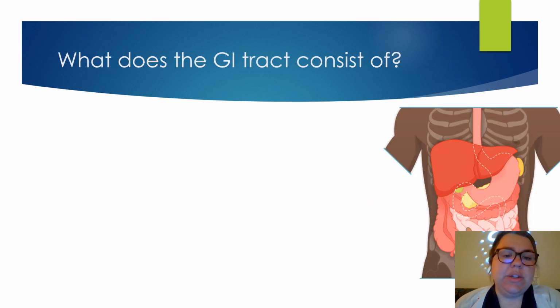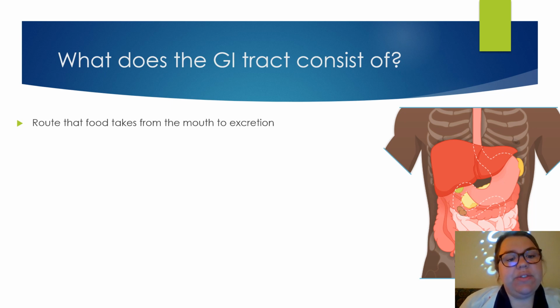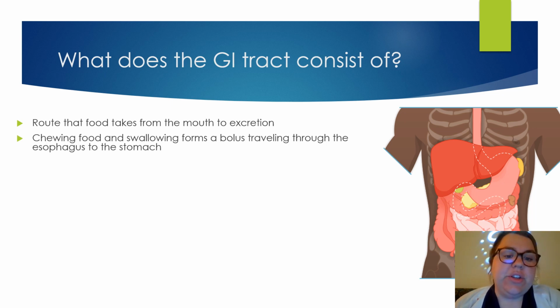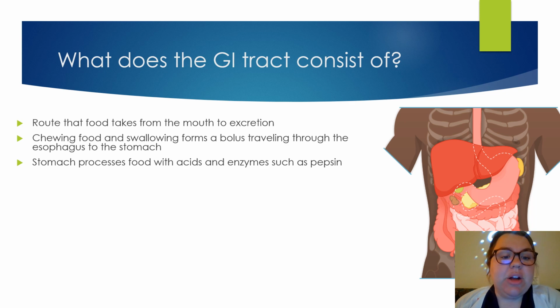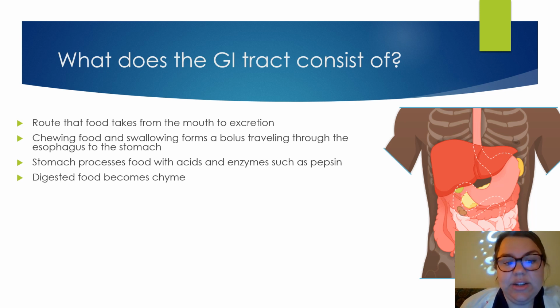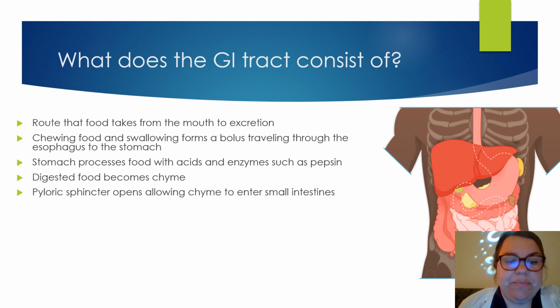So now let's talk about what the GI tract consists of. It starts at the mouth, right? It's the route that food takes from the mouth to excretion. Chewing our food and swallowing it becomes a food bolus, traveling through the esophagus to the stomach. The stomach processes the food with acids and enzymes such as pepsin. The digested food becomes chyme. The pyloric sphincter opens, allowing the chyme to enter into the small intestine.